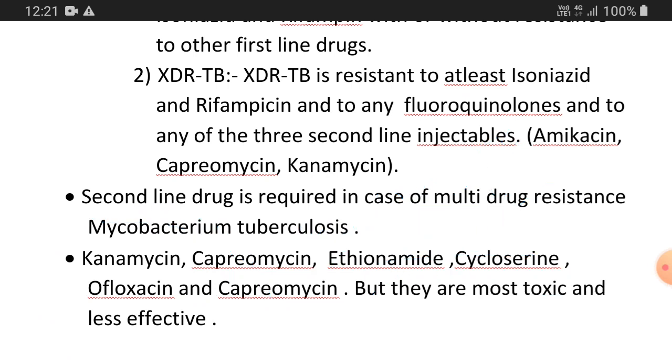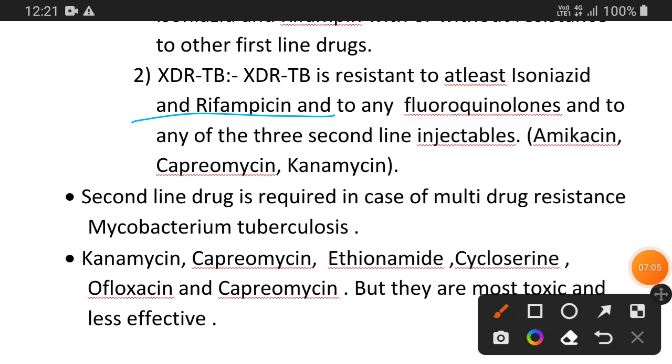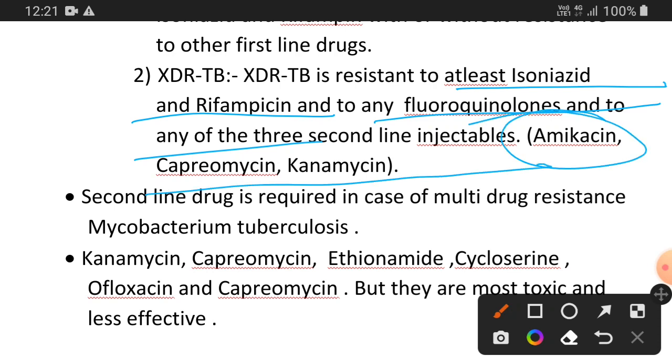So they have resistance to isoniazid and rifampicin. Not only that, they also have resistance to any fluoroquinolone and any of the 3 second line injectables, for example amikacin, capreomycin, kanamycin. This kind of antibiotics are known as second line injectables.